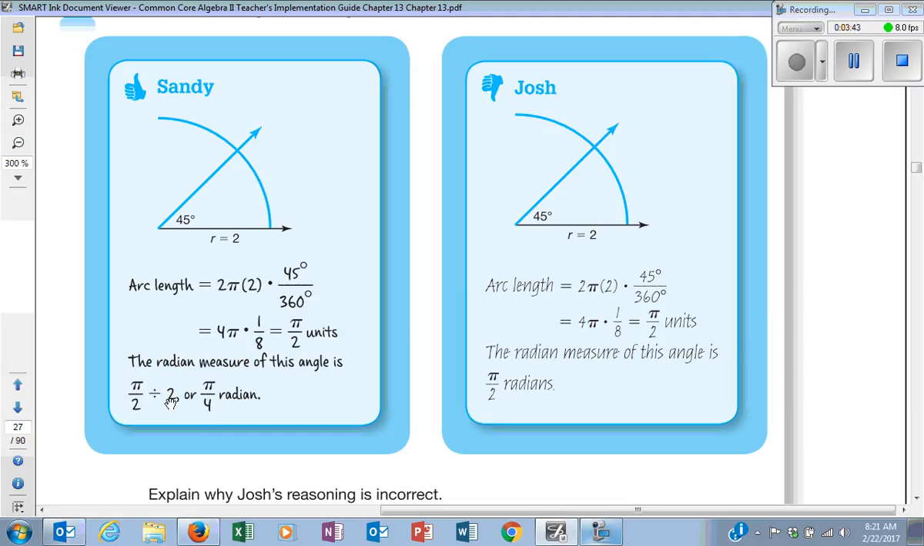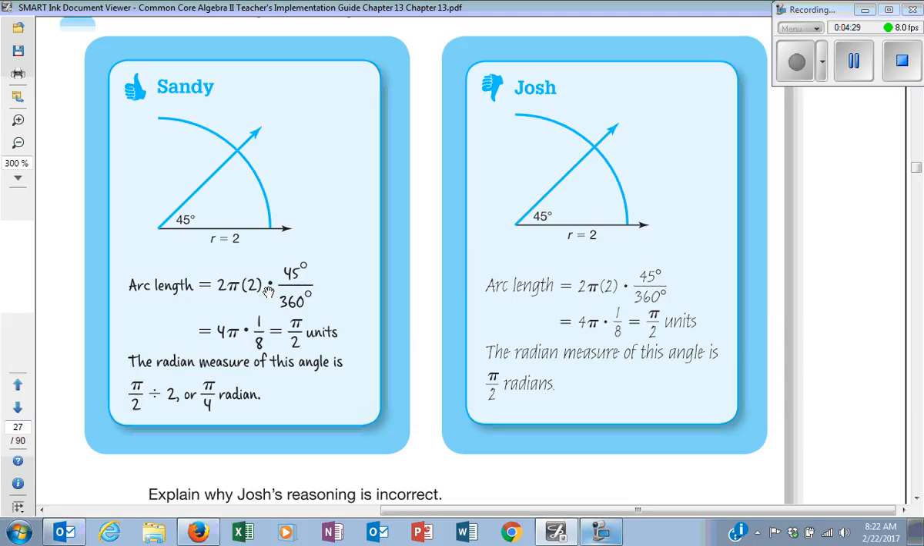Do we divide by fractions or with fractions? Keep, change, flip. This becomes pi over 2 times 1 over 2. 2 times 2 is 4. 1 times pi is pi. Pi over 4 radians is the real measure of this angle in radians. Now, why does that make sense? Go look at your unit circle. What is 45 equal to on your unit circle? Pi over 4. Does that make sense?